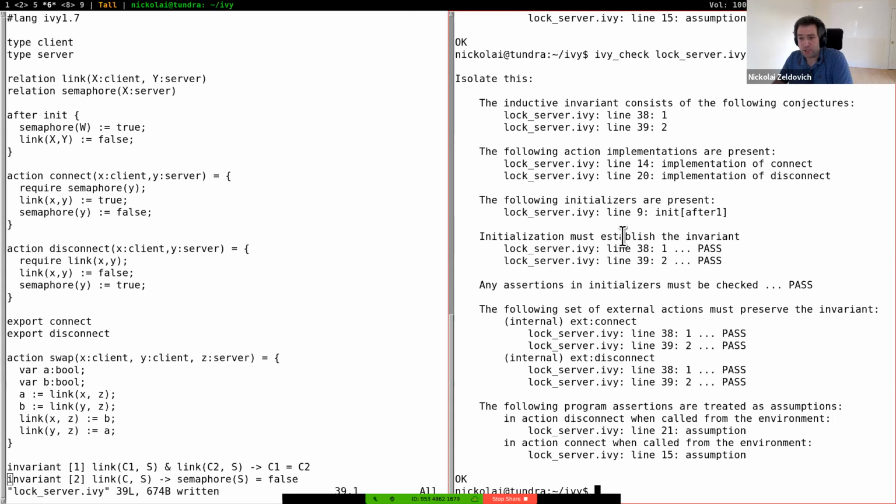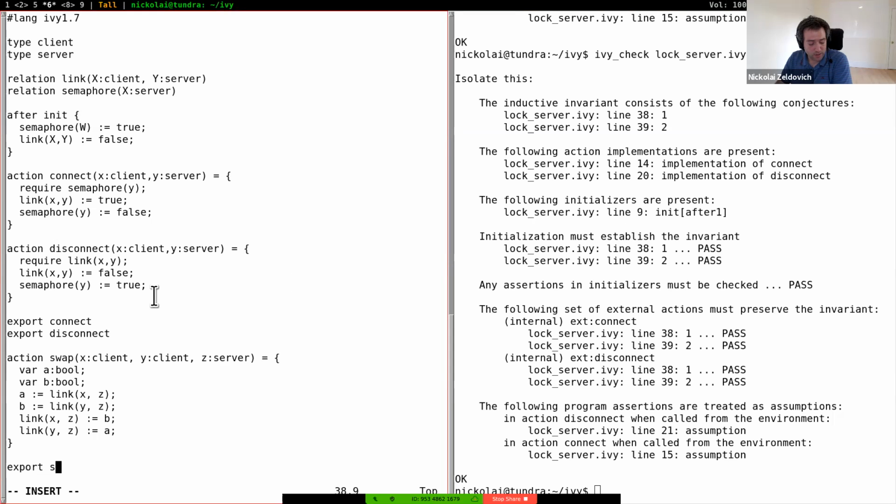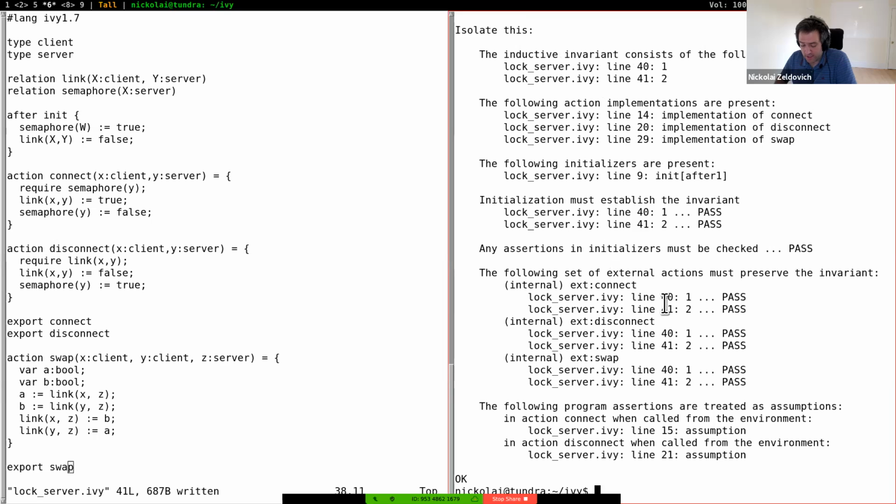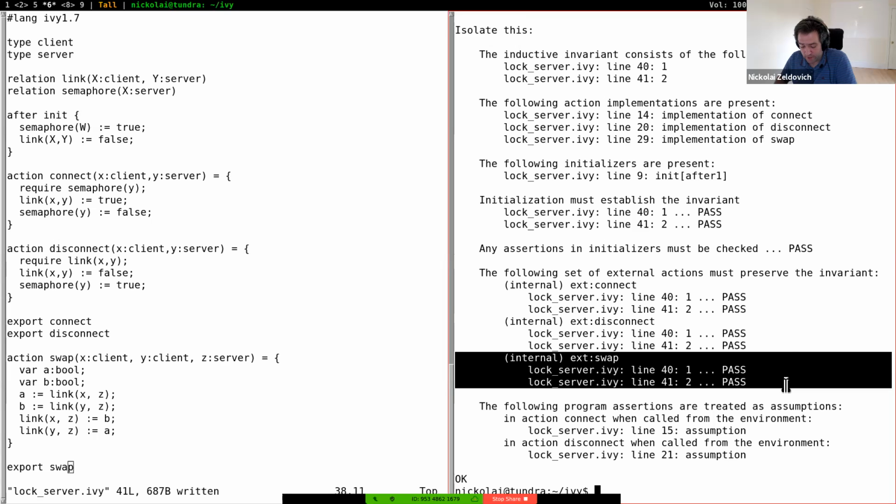Oh, it doesn't check this transition yet because I forgot to declare that it's an external action, export swap. And now if I rerun Ivy, well, it checks that this extra transition also preserves the invariant, and the whole thing satisfies our safety spec, if you will.